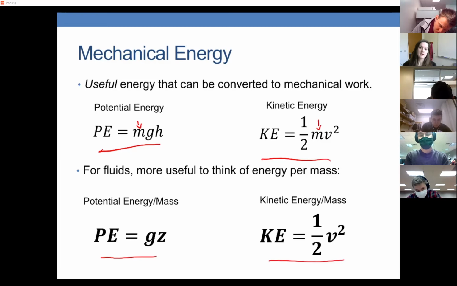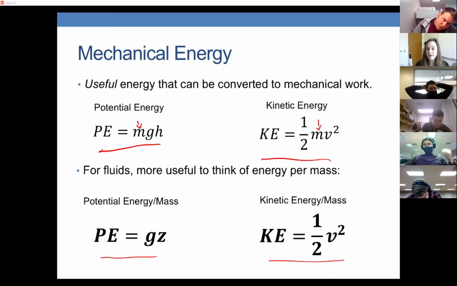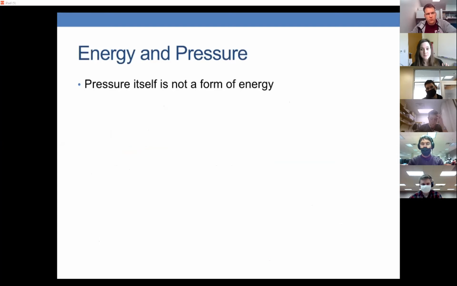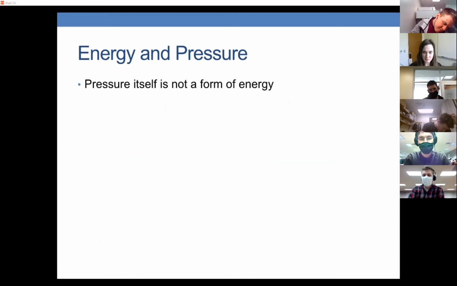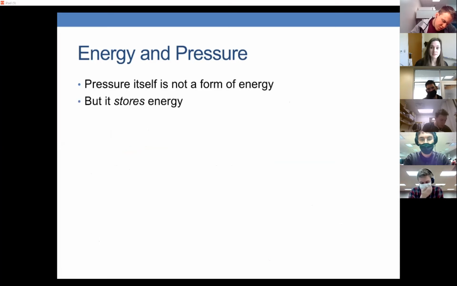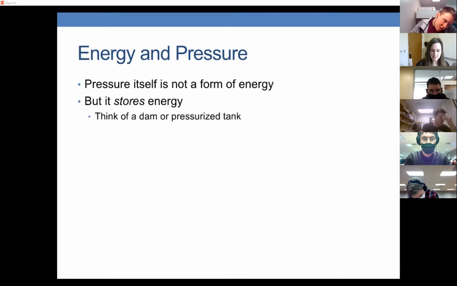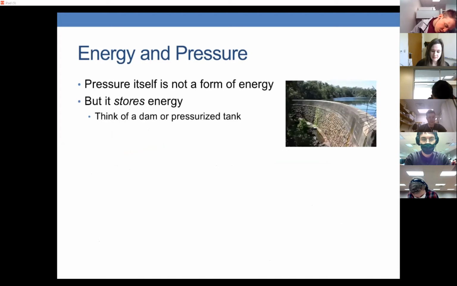And you know about how kinetic energy and potential energy can transform into one another. So if I have a ball up here and I drop it, it will accelerate as it goes to the ground and as its potential energy turns into kinetic energy. Okay. Now, pressure, which we have been talking about a lot the last couple classes, is not itself a form of energy. We don't really think of it that way, but you can think of it as storing energy. And think of a dam or think of a pressurized tank. So with a dam, how does the dam store energy?